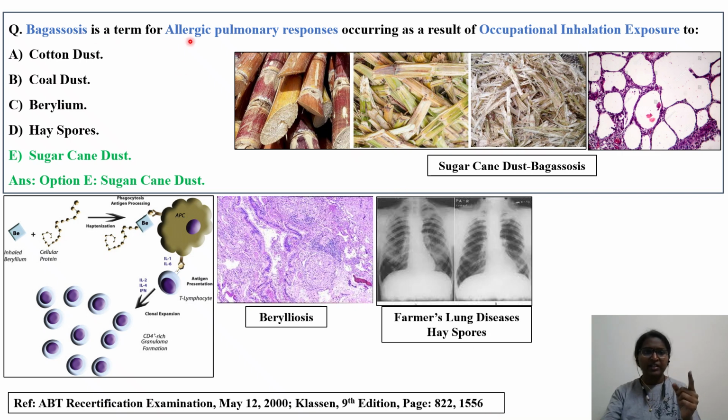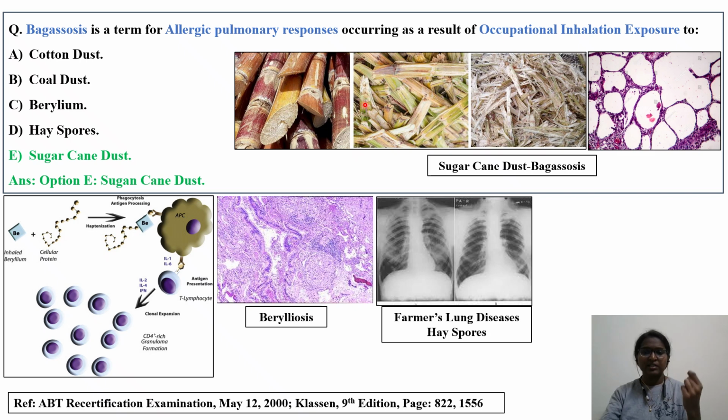Bagassosis is the term for allergic pulmonary responses occurring as a result of occupational inhalation exposure to... So we need to identify what type of occupational exposure to a certain chemical or contaminant can lead to what type of disease. You have to remember that. So we have option A cotton dust, option B coal dust, option C beryllium, option D hay spores, and option E is sugarcane dust. The right answer will be in the green text, that is option E sugarcane dust.